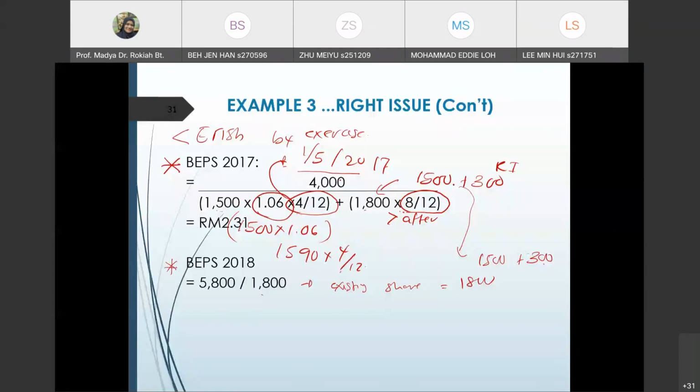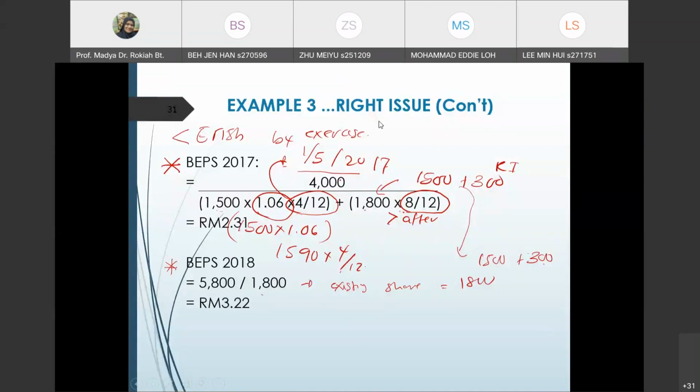Okay, any questions for the rights issue? Any of you have questions about the rights issue? Be careful with the rights issue. Can we proceed? Okay, we proceed with the next after the rights issue. Be careful with the rights issue. Look at the factors that we have here.